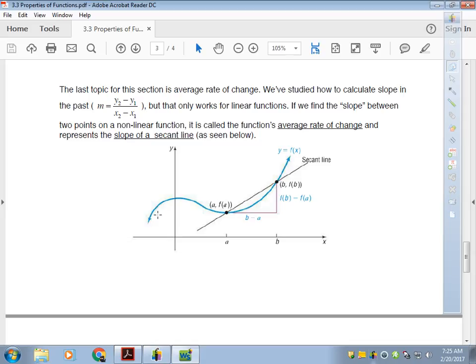Now this is not really the slope. It's actually called the function's average rate of change. And it represents the slope of a line that connects the 2 points together. So right here, if I have this point and I find the quote-unquote slope between them, I'm not actually finding the slope of this blue line. What I'm finding is the slope of this black line called the secant line here. And that slope represents this blue function's average rate of change. Okay?